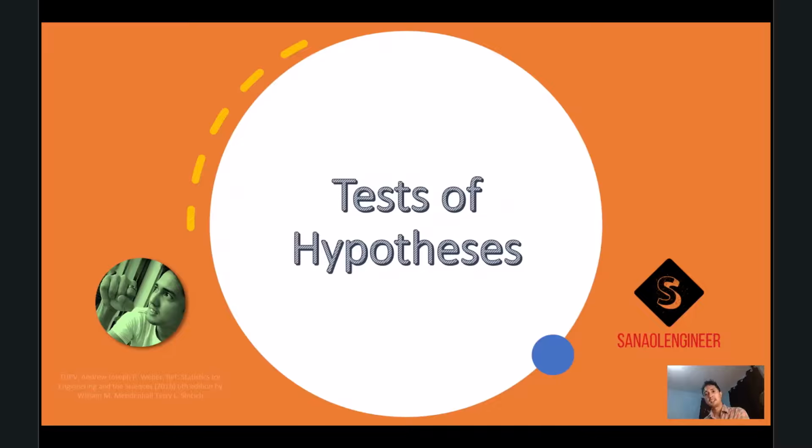But before that, I'd like to recall what we have learned last week. Previously, we discussed confidence interval for the mean, confidence interval for the proportion, and confidence interval for the standard deviation or the variance.